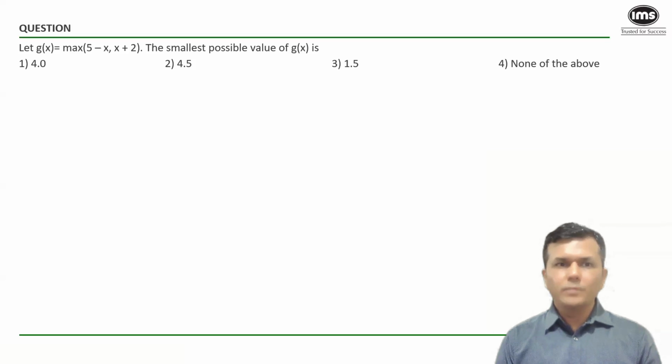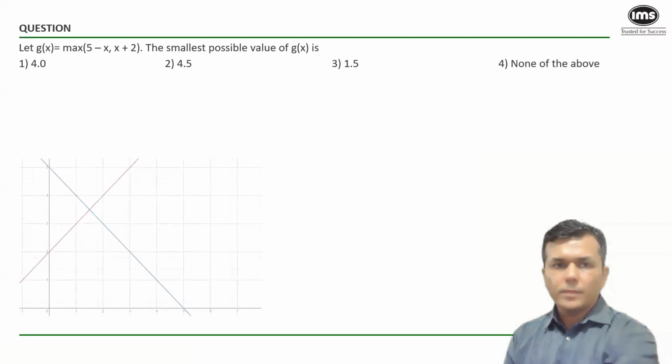Let's look at the next question. Let g(x) equal the maximum of (π minus x) and (x plus 2). The smallest possible value of g(x) is which one? Let's try to understand this question with the help of a graph.